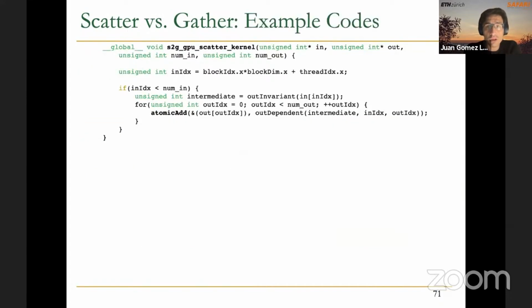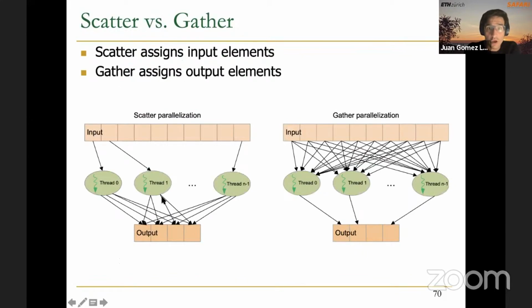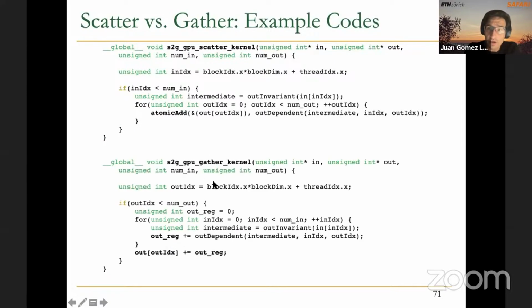And these are the two simple codes. I'm going to leave them here for you to check more in detail, but you can already see that in the scatter kernel, we are using atomic operations. We need to use them. The reason is that we may have multiple threads updating the same element of the output. And then we have the gather parallelization, where we assign the output elements to the individual threads. And as you can see, there are no atomic operations at all.